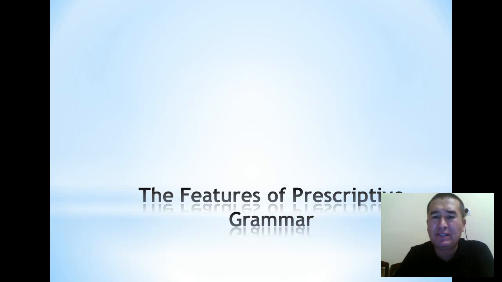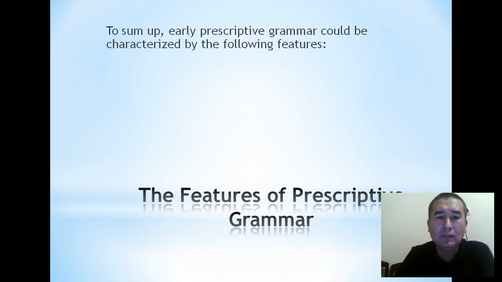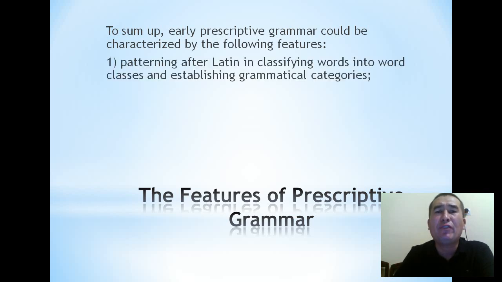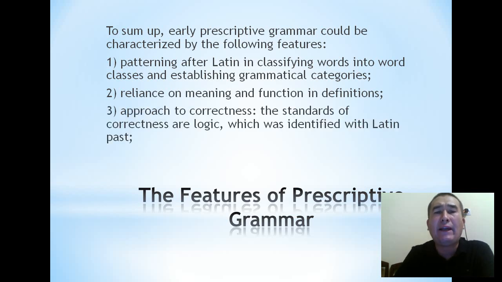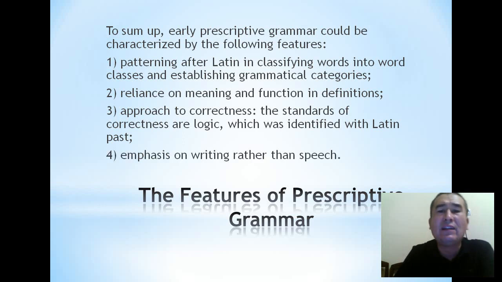The features of prescriptive grammar. To sum up, early prescriptive grammar could be characterized by the following features: patterning after Latin in classifying words into word classes and establishing grammatical categories, reliance on meaning and function in definitions, and an approach to correctness. The standards of correctness are logic, which are identified as Latin, and emphasis on writing rather than speech.